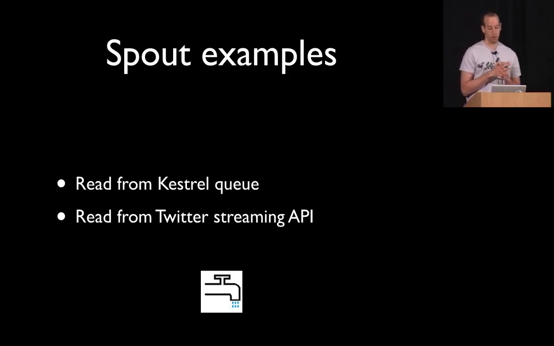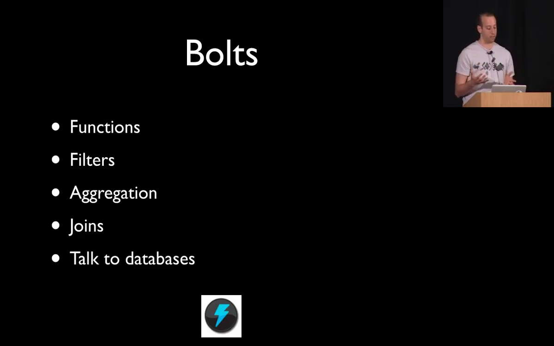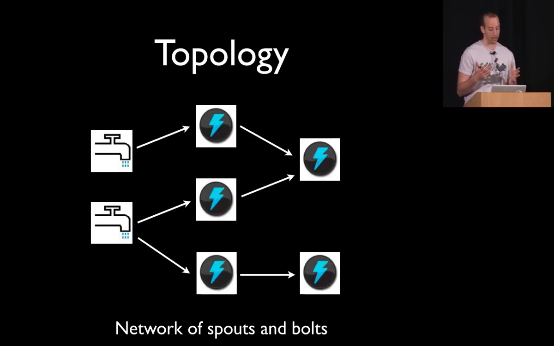Then there's bolts. So bolts process any number of input streams and produce any number of new output streams. So most of your logic with Storm goes into these bolts. Bolts do everything from running functions, filtering, streaming aggregations, streaming joins, to talking to databases. Like I said, most of your logic goes into these bolts. And finally, the top-level abstraction in Storm is called a topology. So a topology is just a network of spouts and bolts, where every edge in the graph indicates a bolt that's subscribing to the output stream of some other spout or bolt.